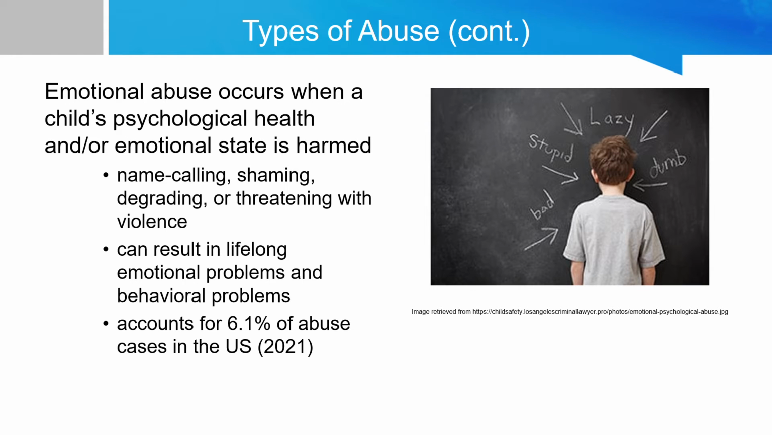Emotional abuse occurs when a child's psychological health and/or emotional state is harmed. This can come from name-calling, shaming, degrading, or threatening with violence. Emotional abuse can result in lifelong emotional problems and behavioral problems. Emotional abuse accounts for 6.1% of abuse cases in the United States.